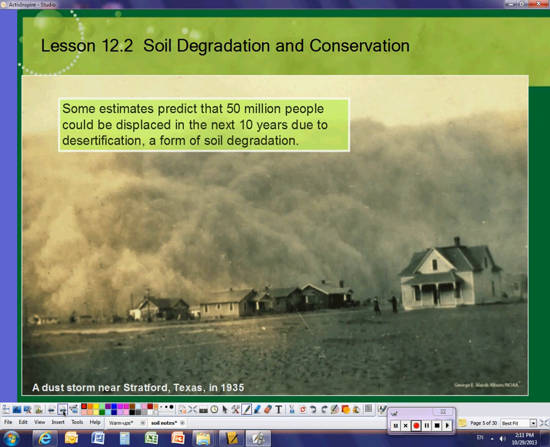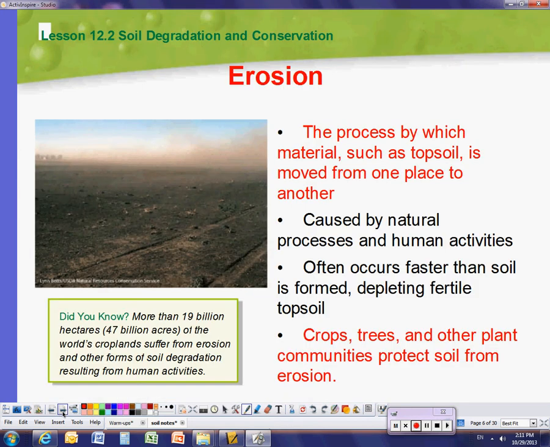This is 12.2. We're going to talk about the Dust Bowl because that was mainly erosion. So erosion. It's when the top part of the soil is blown away or taken away by water. So either wind or water will take away the top layer of soil. Erosion and deposition can actually help make soil in an area, but it had to come from somewhere else. We usually cause erosion, just like the Dust Bowl.